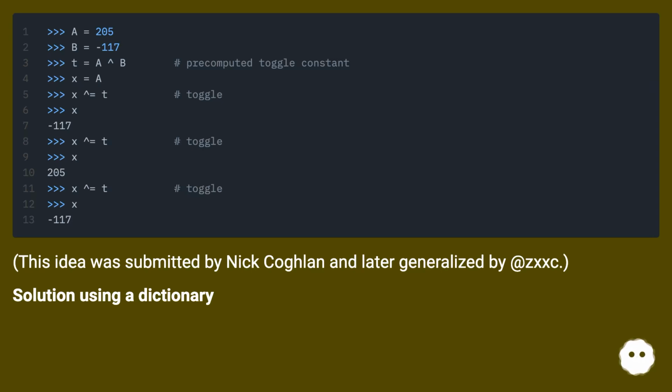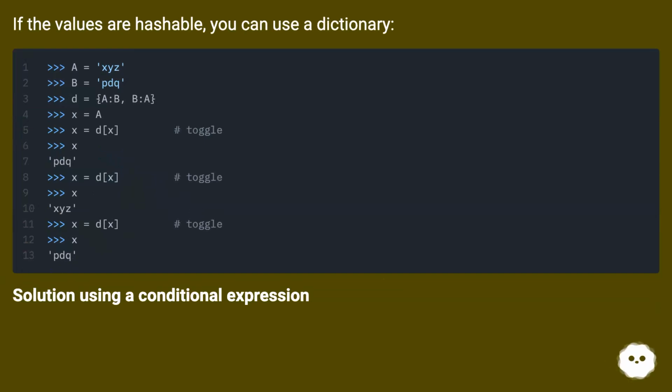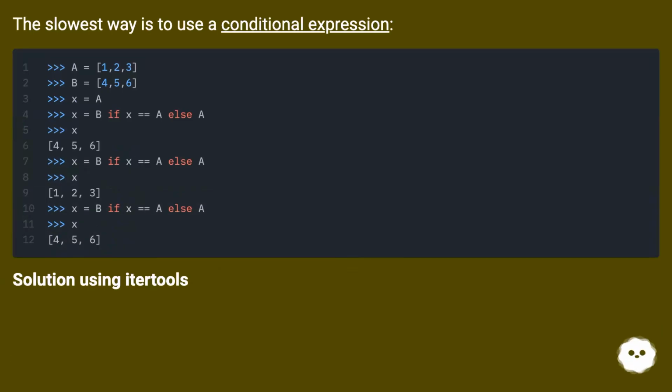Solution using a dictionary. If the values are hashable, you can use a dictionary. Solution using a conditional expression. The slowest way is to use a conditional expression.